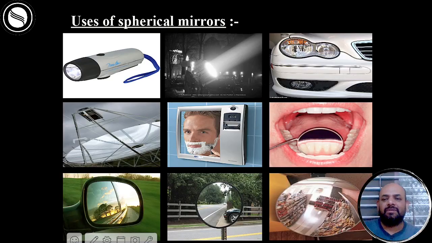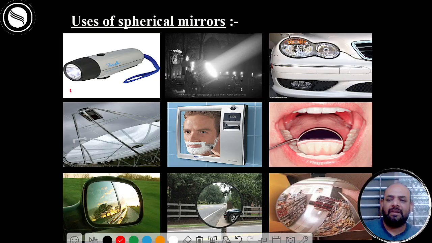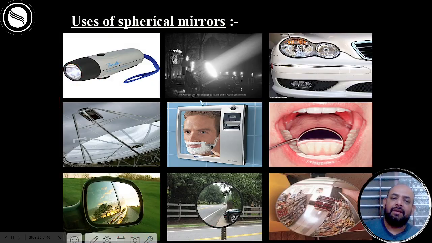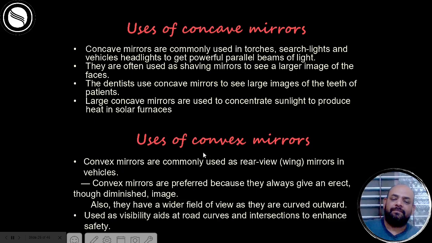Now, some uses of the spherical mirror. These are some uses. First, the torch. In the torch, this part is a concave mirror. So that is why the torch will focus the light. It will not be scattered. It will focus, so that is why it will go very far. Same here also. Here is a concave mirror, these are the searchlights.